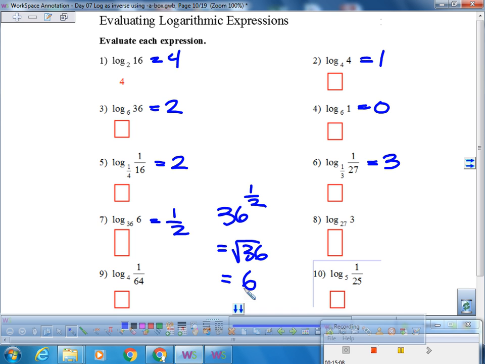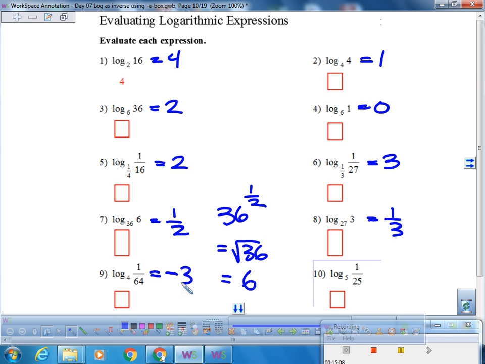27 to the what makes 3? 1/3. It went smaller. It must be a fraction. 4 to the what makes 1/64? It went to a fraction, so it must be negative. And 4 cubed is 64, so it's -3.